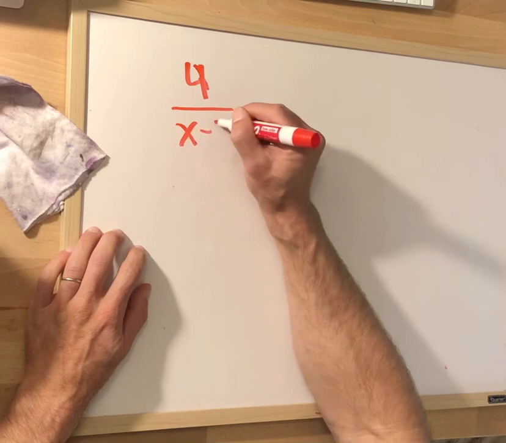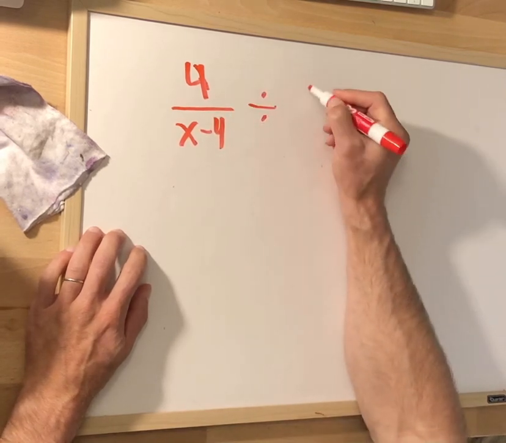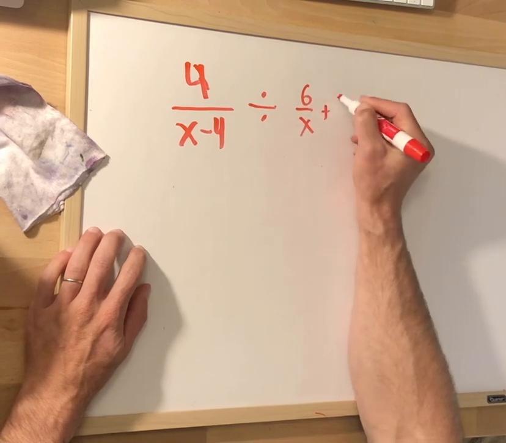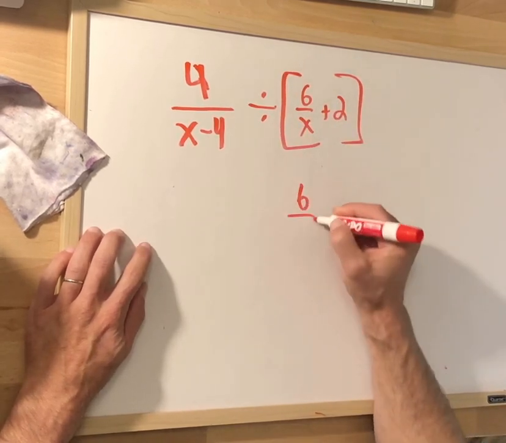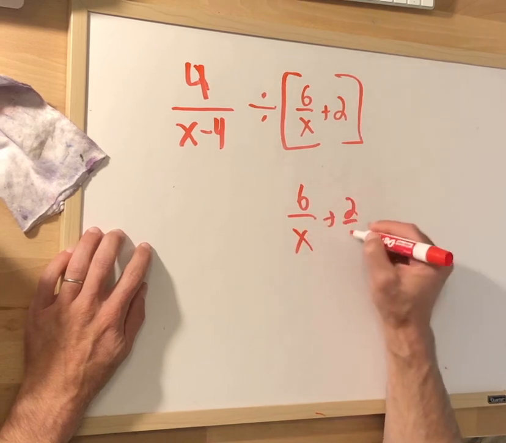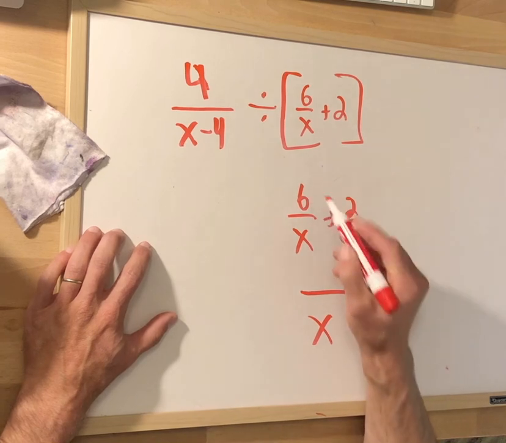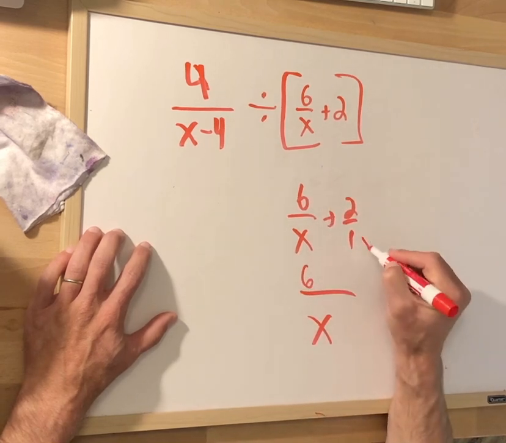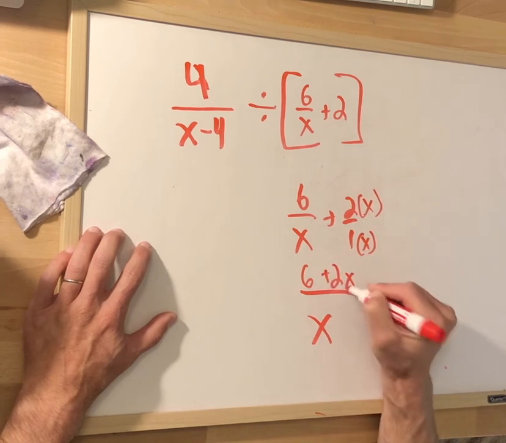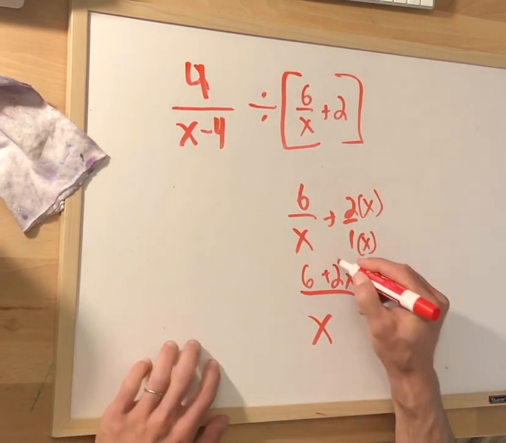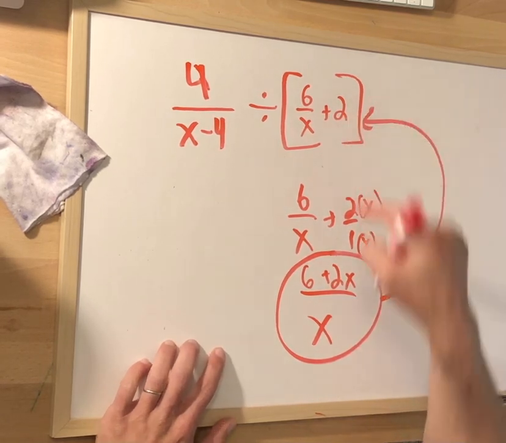4 over x minus 4 divided by 6 over x plus 2. I am going to simplify this first. 6 over x plus 2 over 1. My denominator is going to be x. I don't do anything with that 6, but I multiply this side by x, so I multiply the top by x to get positive 2x. So this is the answer to just this.